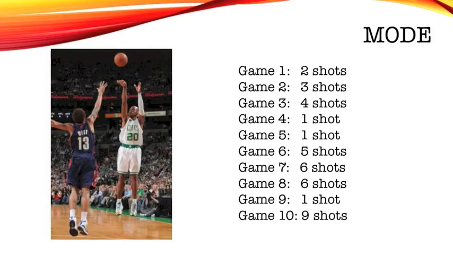The number that occurs most frequently is 1. Therefore, there is a mode of 1 in this data set.